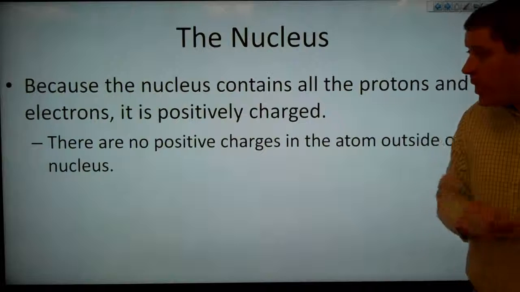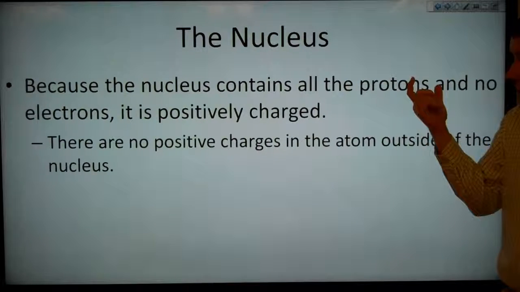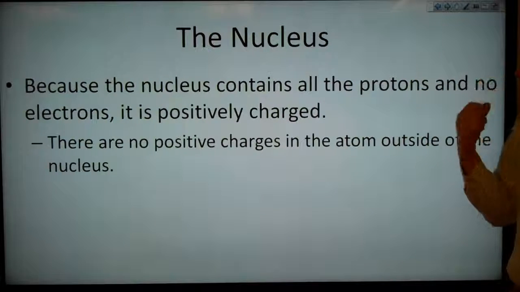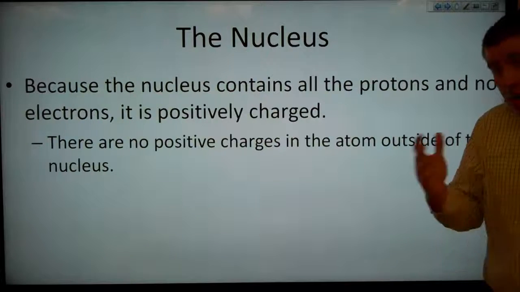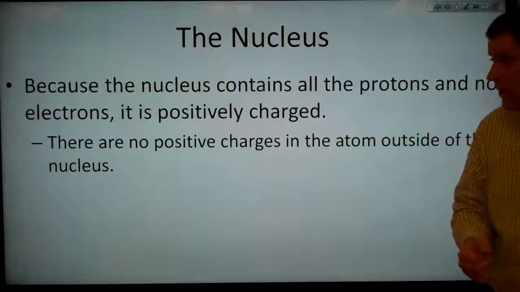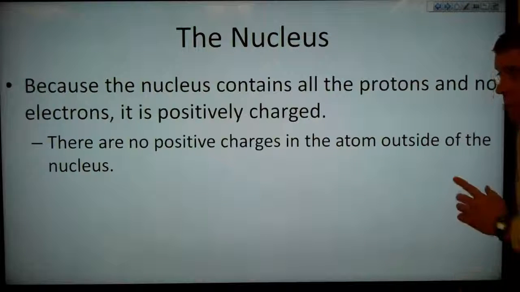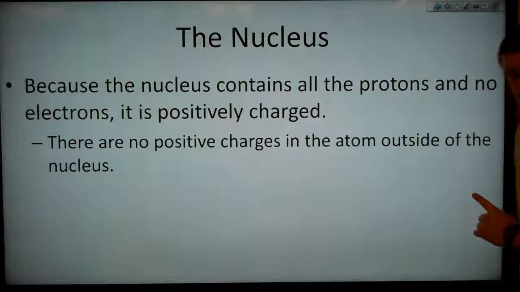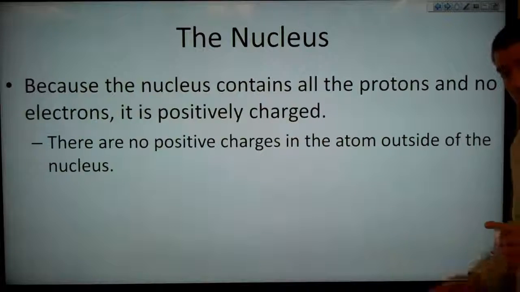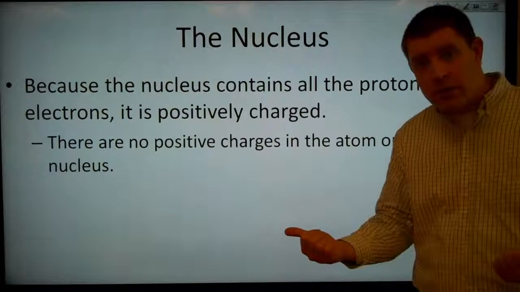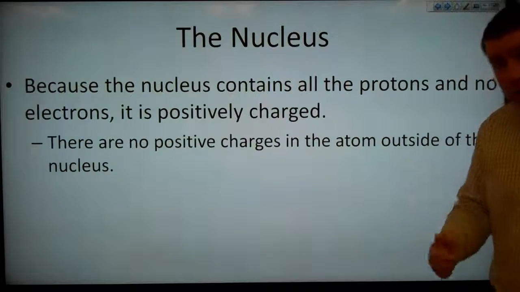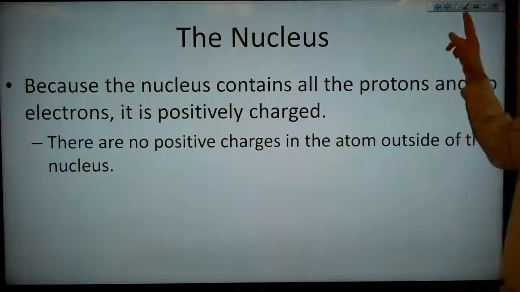So, because the nucleus contains all the protons and it contains no electrons, that means that the nucleus is positively charged, regardless of how many neutrons it contains. But also, there are no positive charges in the atom outside of the nucleus. So, all of the positive charges are in the nucleus, all of the negative charges are outside the nucleus, all of the neutrons, which have a zero charge, are in the nucleus as well.